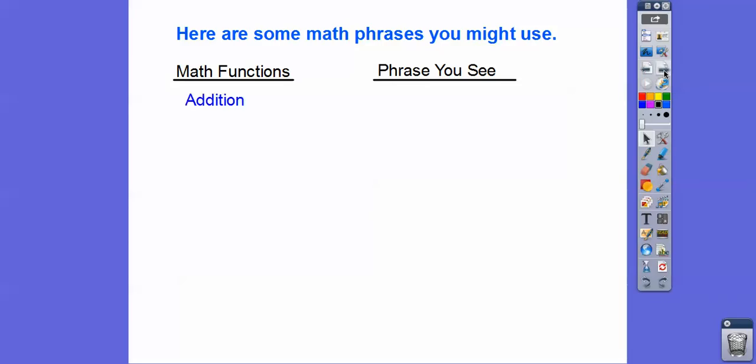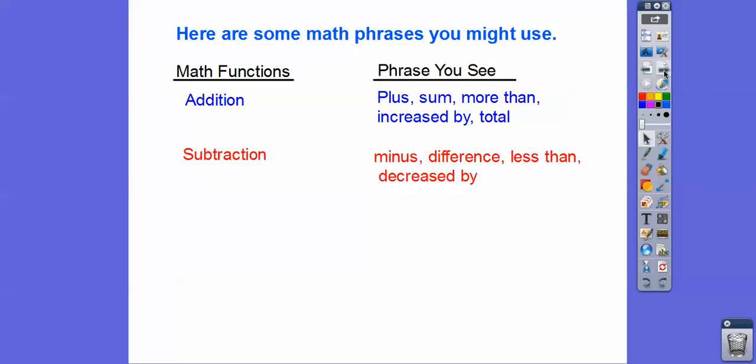So let's start with addition here. So phrases that we might use for addition are plus, you probably know that, or sum. Sum is the one that we use the most. More than, increase by, total. Subtraction is minus, difference, less than, decreased by. Difference is the one that we use the most on subtraction.